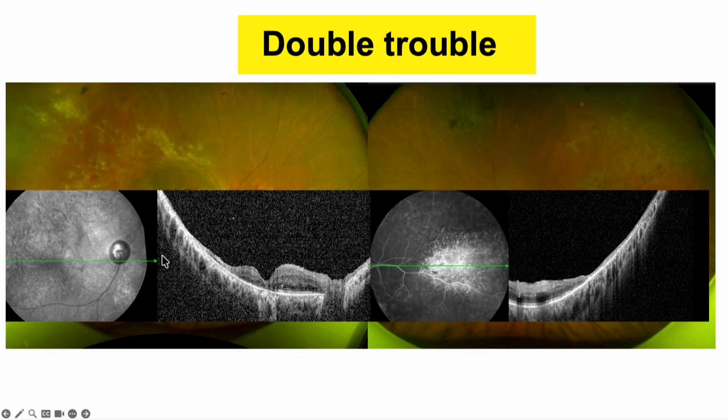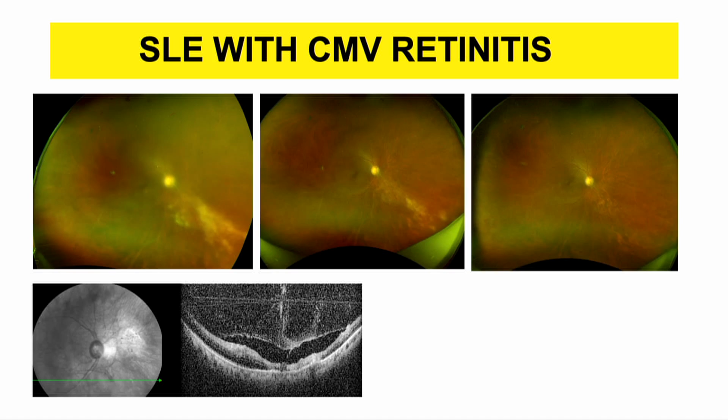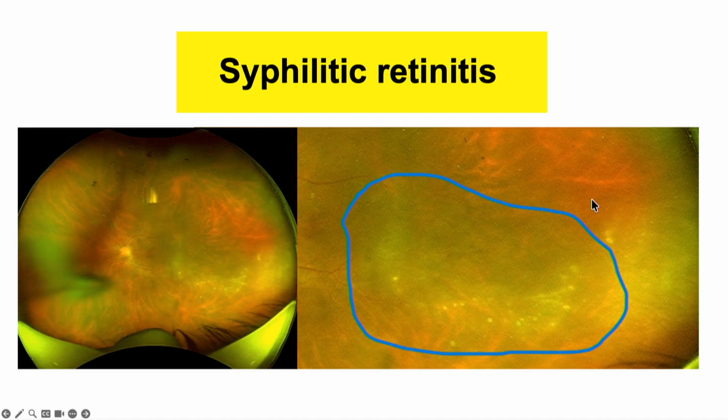See the OCT here. The retina is so thinned out because of the viral attack. And this is the final follow-up visit, and he's doing well, with the disease under control. And nowadays, I don't think CMV retinitis is more common in HIV. It is more common in SLE. And this is a patient with SLE with CMV retinitis, managed properly and doing well with treatment.